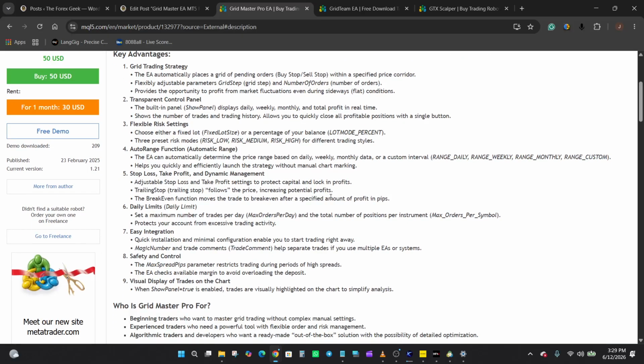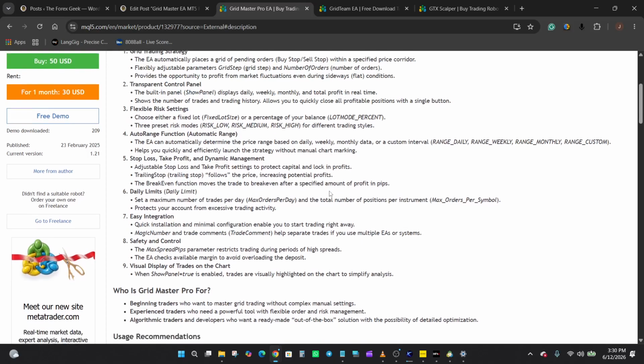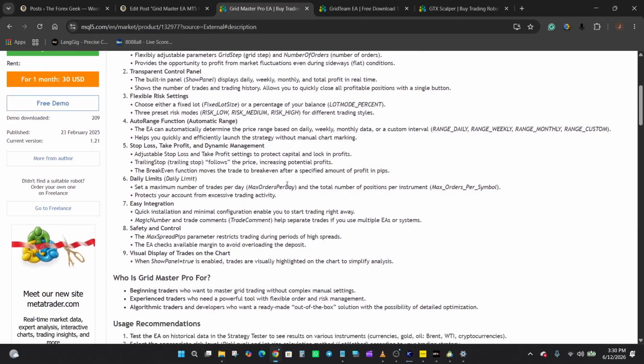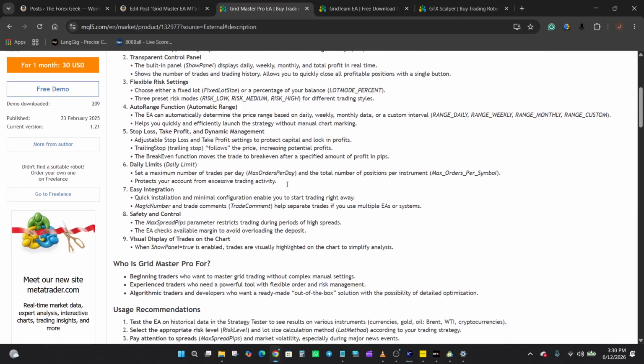Risk management is also a major focus here. The EA supports both fixed lot sizing and percentage-based lot calculations. There are predefined risk modes, daily trading limits, maximum order limits, and spread controls that can help traders define how aggressively or conservatively they want the system to operate.